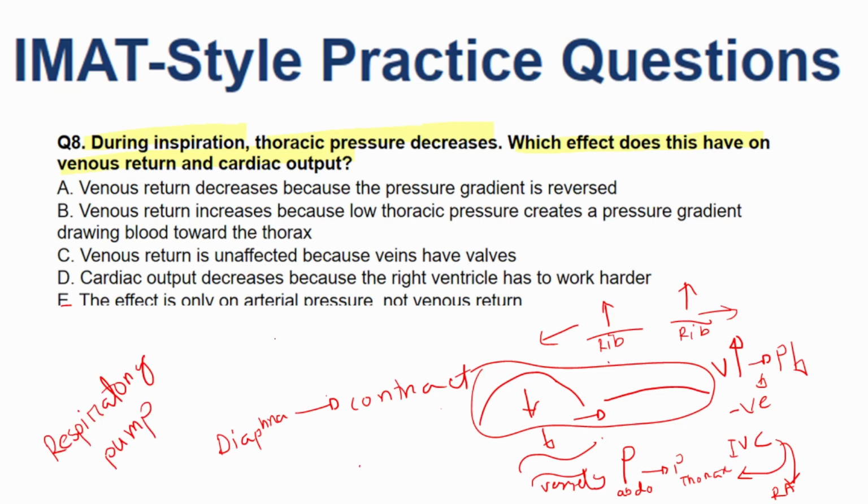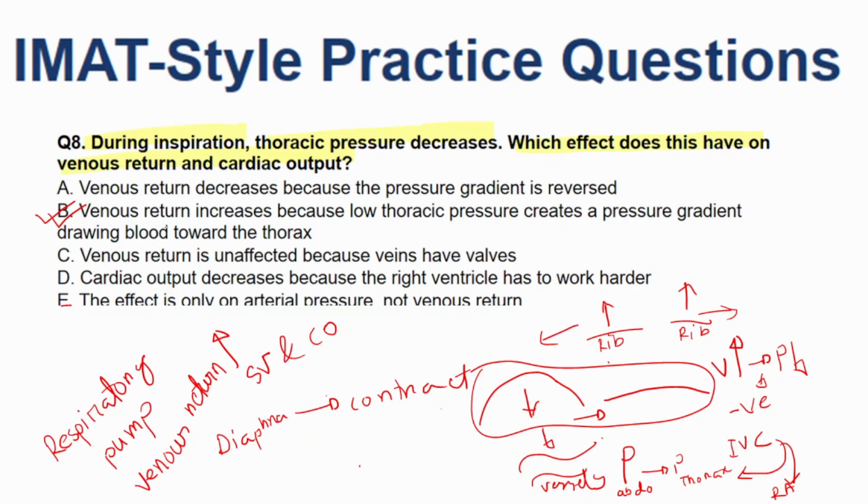Because more blood is actively drawn back to the heart during inspiration, the venous return will increase. And due to the Frank-Starling law of the heart, this increased filling volume stretches the heart muscle, resulting in a more powerful contraction, which ultimately will boost stroke volume and cardiac output. And this description matches perfectly with option B, which will be our correct answer.